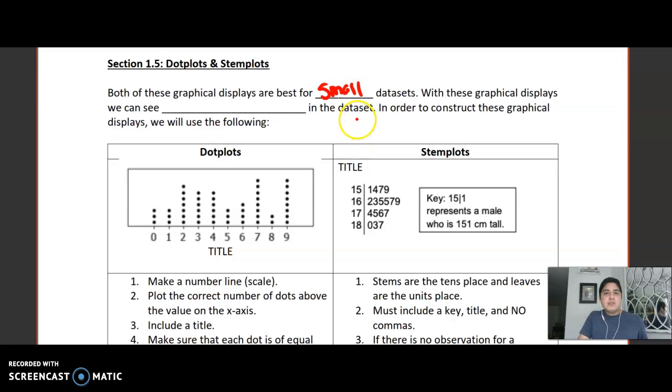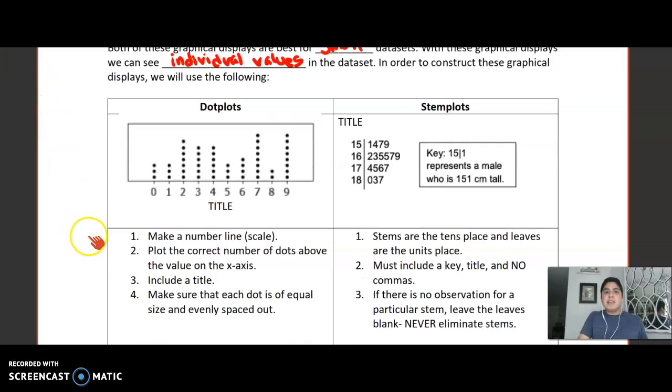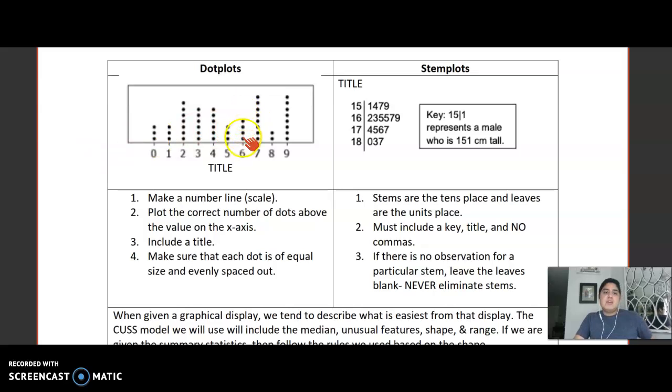Now, with these graphical displays, we can see individual observations or individual values in the data set. So in order to construct these graphical displays, we're going to need the following criteria to make sure that we do them correctly. So a dot plot, a title, so we'll need a number line, typically our scale. We'll plot the correct number of dots above the value on the x-axis. Of course, we got to include a title.